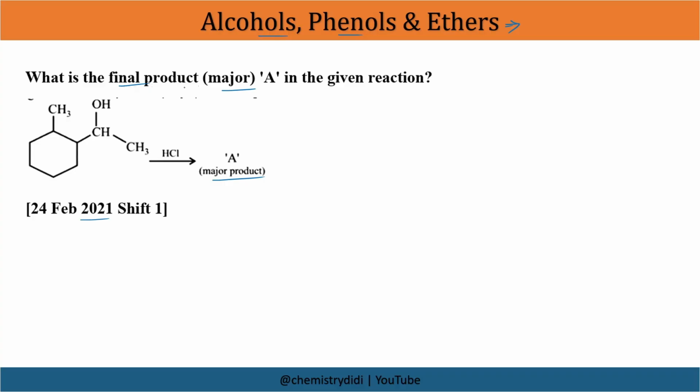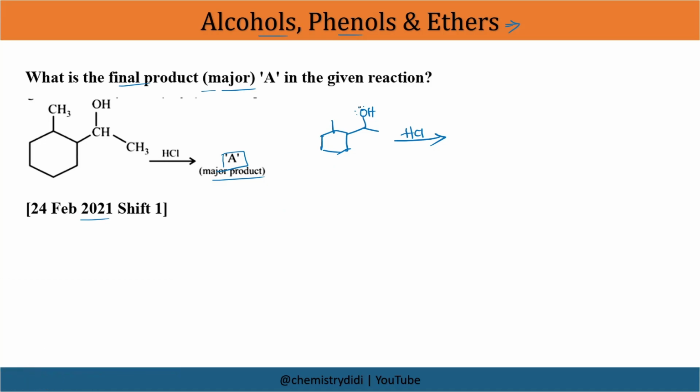They are asking for the final major product, so we need to find the major product over here. It is simply a dehydration reaction. Let me draw it over here again. Here they have given HCl, right? Whenever there is an OH and it is in the presence of an acidic medium, there will be protonation. First, protonation of the OH group occurs.